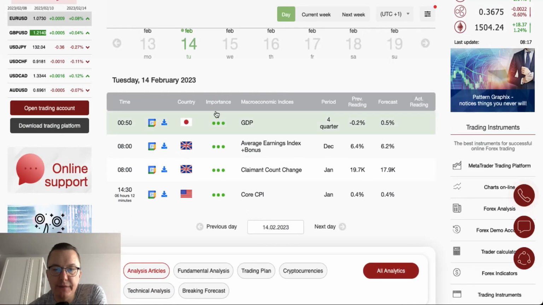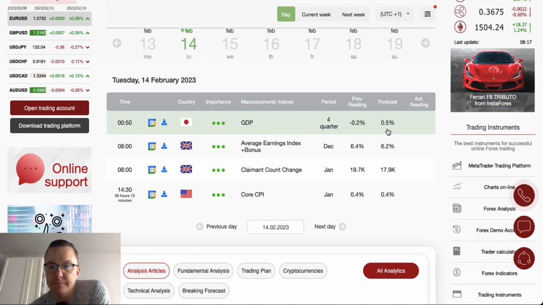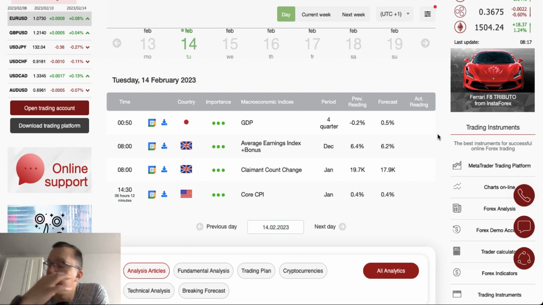A very important event had happened in Japan. The GDP of Japan for the fourth quarter had been published already. The previous reading was minus 0.2%, forecast was 0.5%. We are waiting for the update here. What was the actual reading?